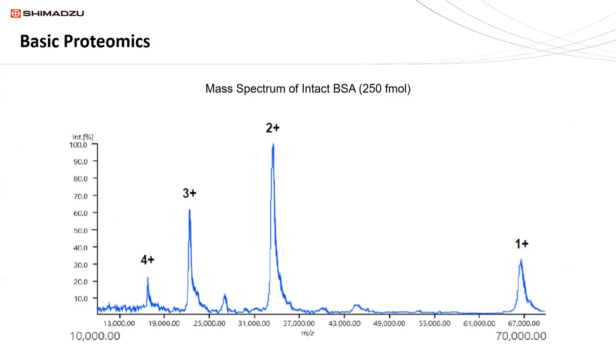This is an example of one of the proteomics applications, where we look at the intact mass spectrum of BSA at 250 femtomole. As you can see, it's a pretty broad mass range from 10,000 to 70,000, and we can detect the singly, doubly, triply, and quadruply charged species from BSA. The signal to noise, as you can see in this mass spectrum, is pretty good, and it's easy to identify the peaks of interest.